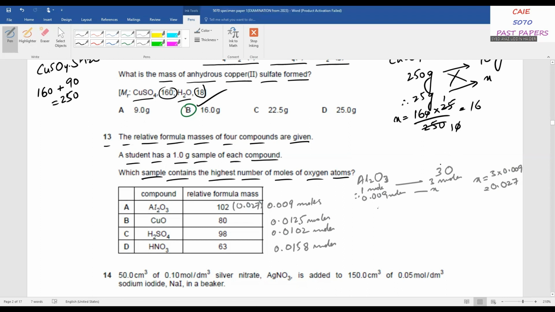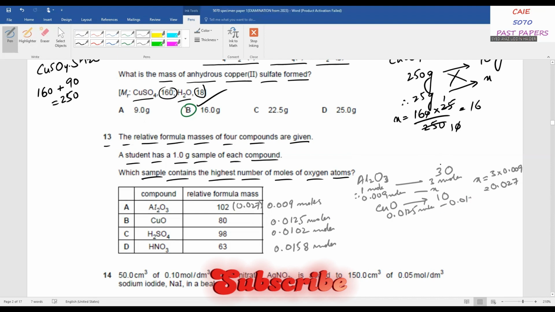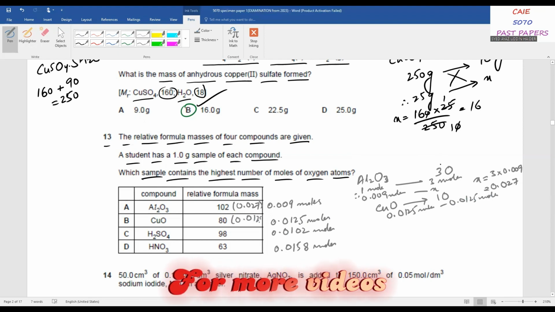For CuO, as the formula implies, there is 1 mole of oxygen, so no need to do the calculation. 0.0125 mole gives 0.0125 moles of oxygen. So I will write here 0.0125 moles of oxygen.